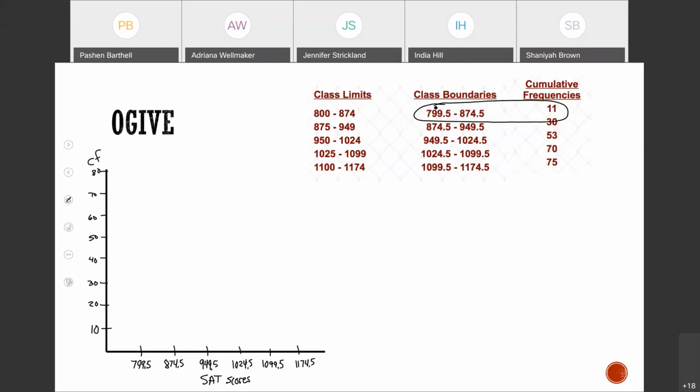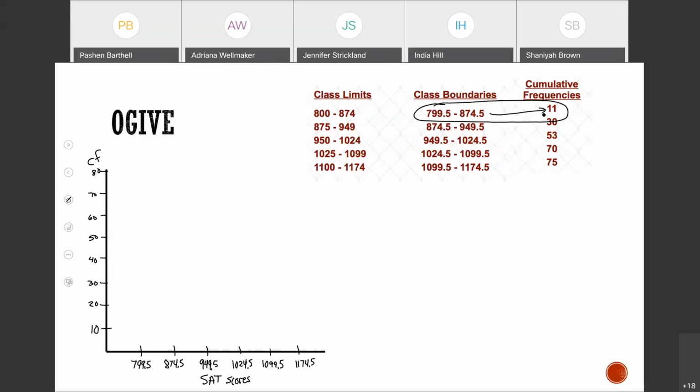All right, so the problem is on this one, if I'm going to put a point, I've got to decide where to put the point if the class goes from 799.5 to 874.5. Okay? It's not like I can do a bar and start here and end here and span the whole class, because I'm just going to do one dot. All right, so the question is, where does that dot go? And the answer lies in the fact that you're doing cumulative frequency.